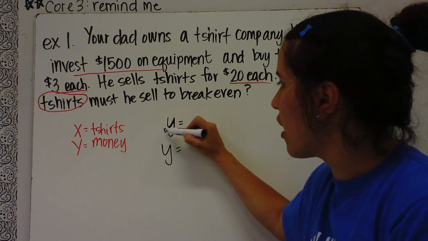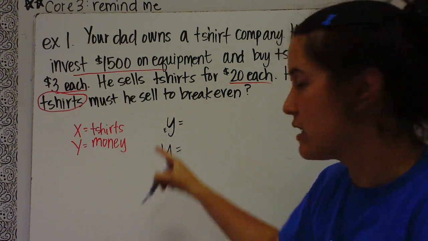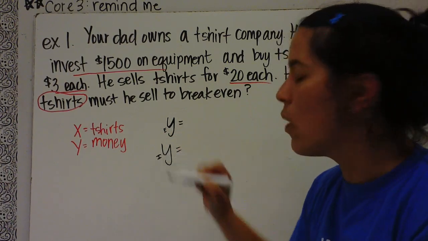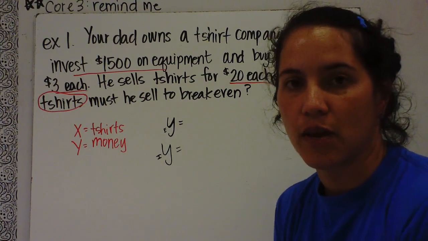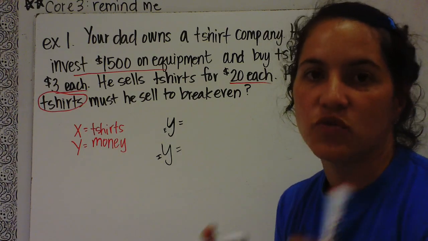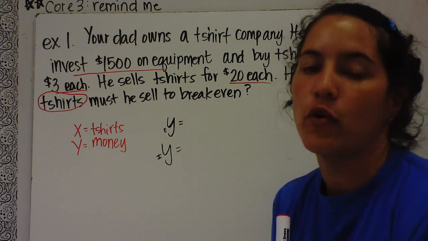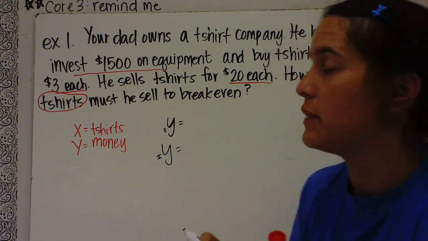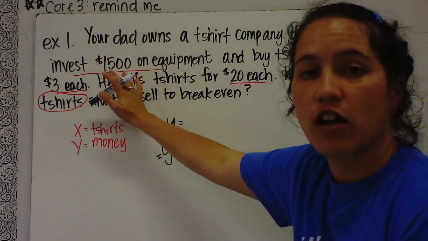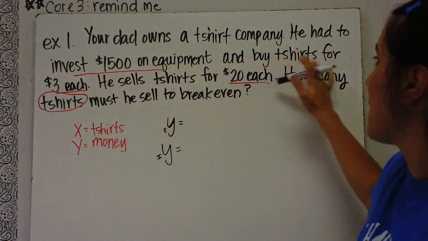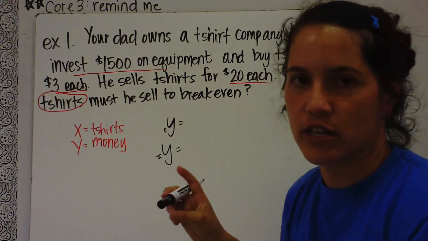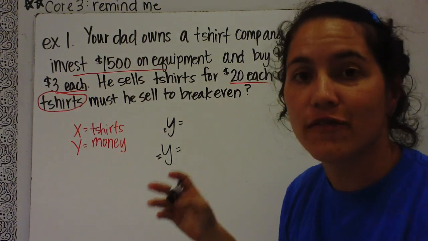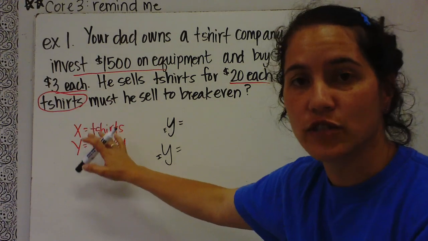One of these is going to be our expense equation, so I put a little e, and one is going to be our income equation, a little i. So you have expenses and income. Now let's talk about expenses. What did this dad have to pay for first? In order to start this company, he had to invest $1,500 on equipment, and he had to buy t-shirts if he's going to make t-shirts for $3 each. Well, how many t-shirts did he buy? We don't know. That's our variable, and we have a variable x for t-shirts.